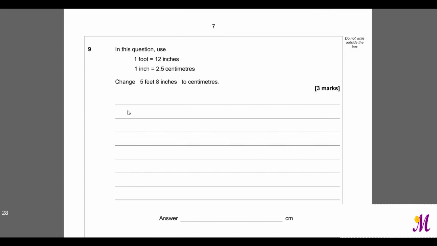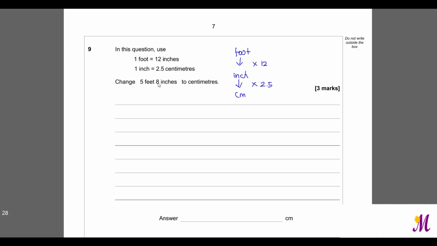We're in question 9. In this question, use 1 foot is equal to 12 inches and 1 inch is equal to 2.5 centimeters. Change 5 feet 8 inches into centimeters. So it is foot into inch, and then from inch we have the conversion into centimeters. That means from foot to inch you times by 12, and from inch to centimeter you times by 2.5.